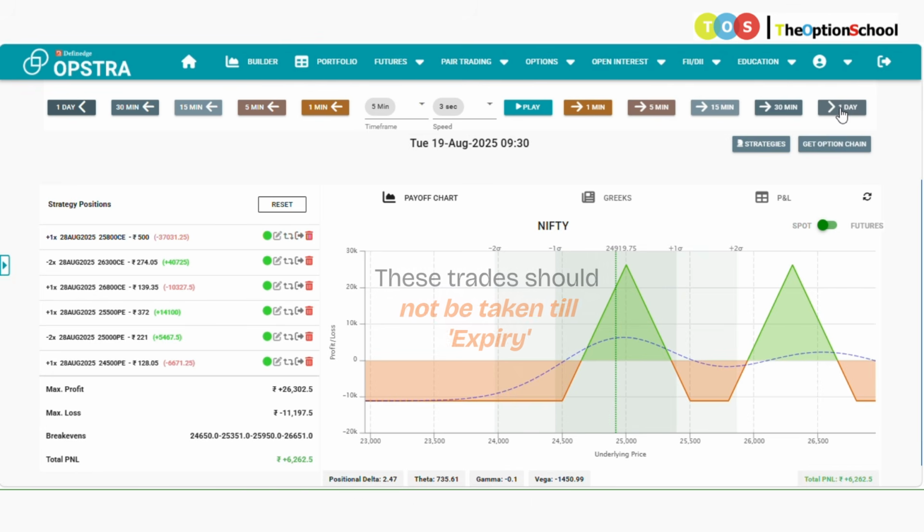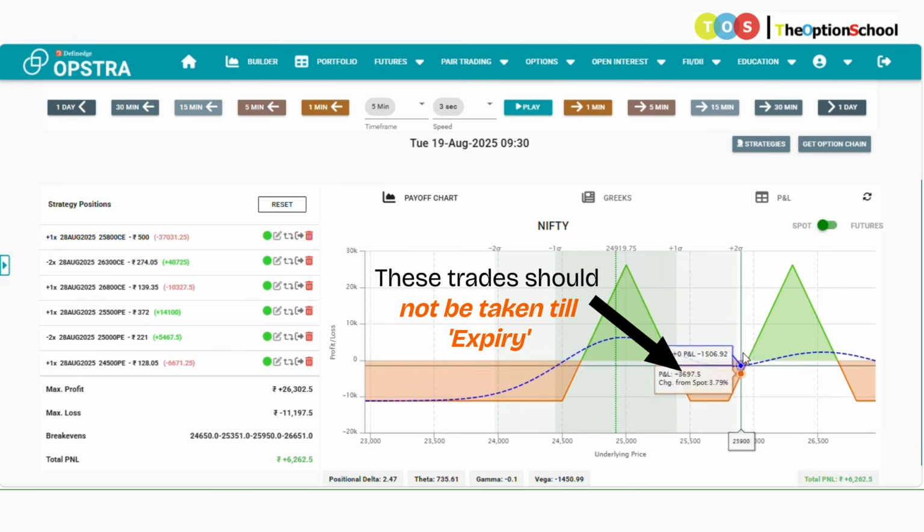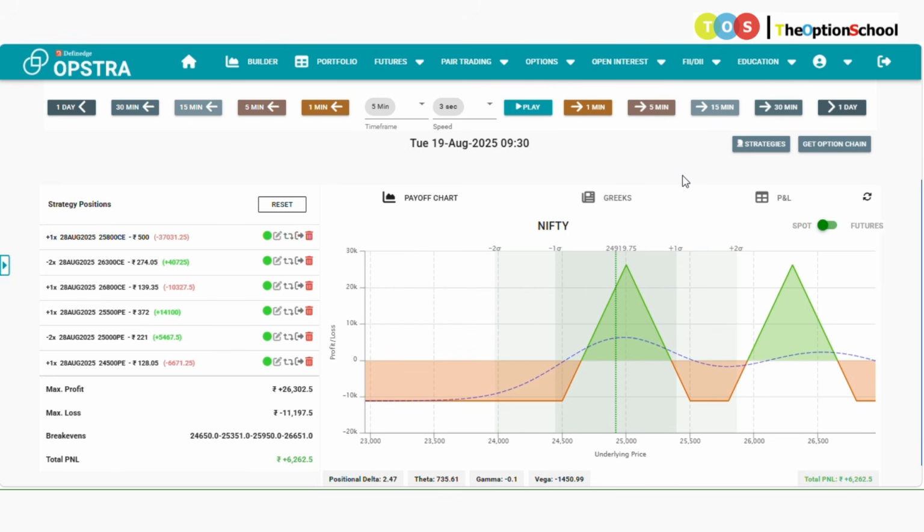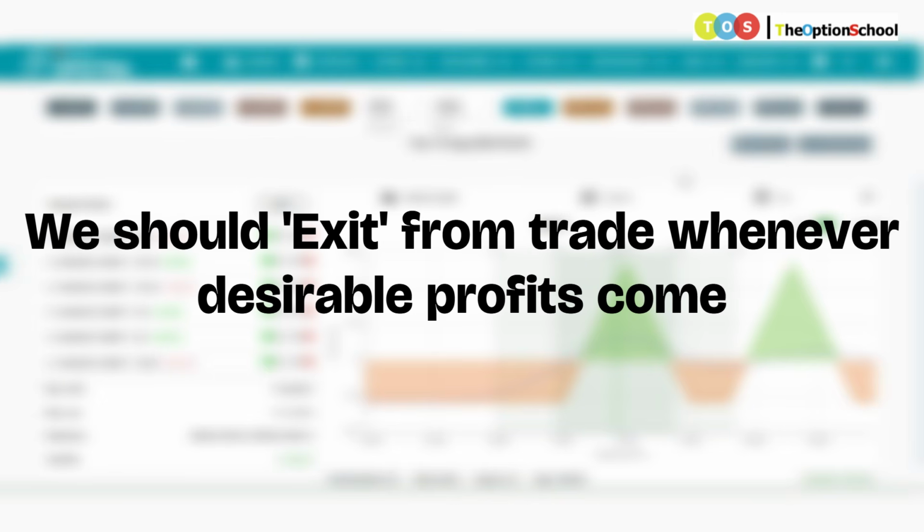These trades should not be taken to expiry because it may not be very good in case the market settles down in the middle of this range. Till expiry is not happening, this red area in the middle is not affecting me much. But if expiry happens within the two break-even ranges, it will not give profit. So we must always get out of the trade as soon as we start getting desirable profit.